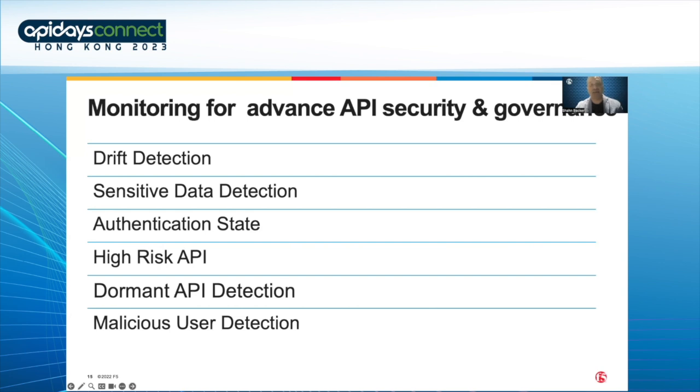High-risk APIs, the APIs which are being attacked the most. Dormant APIs, which were once approved in the inventory but have been forgotten about. And finding malicious users in your ecosystem. Using various tools, using analysis of real-time data through your proxy, or analyzing the log data, all these are possible. Once we implement these things, we can actually improve our API security and governance posture.